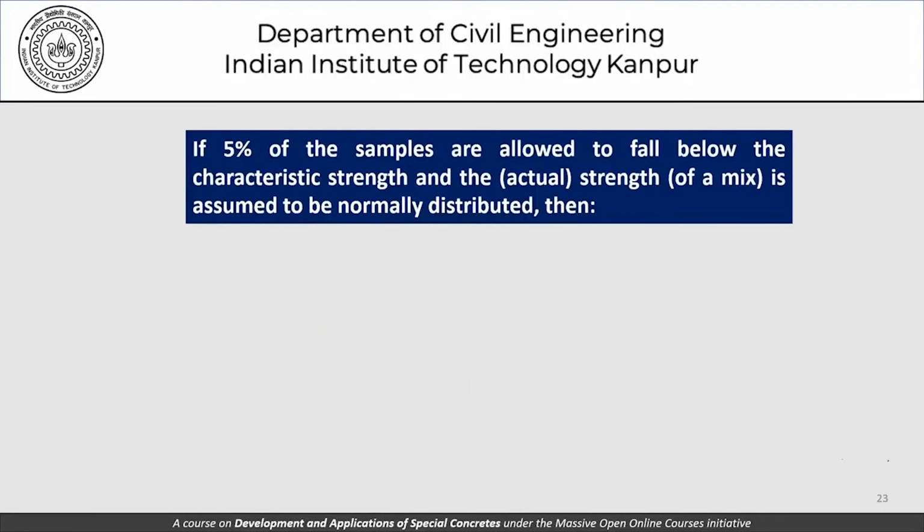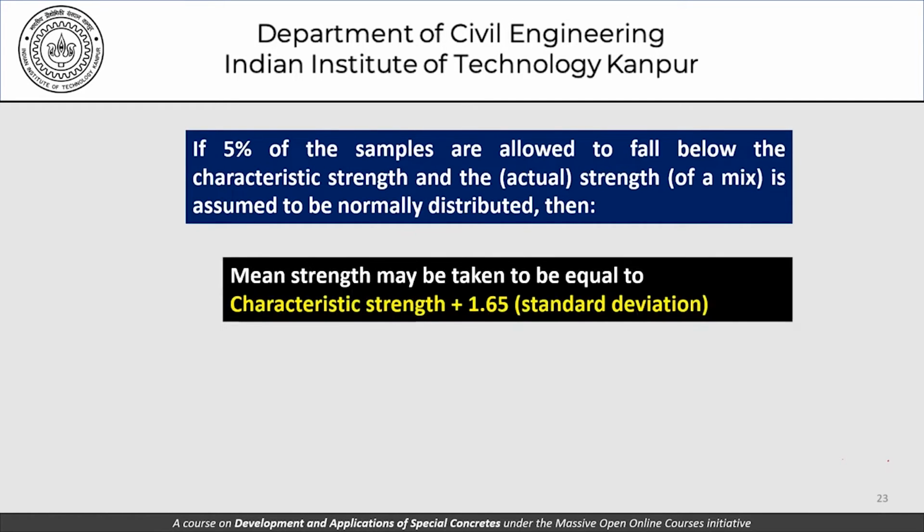Now, if 5% of the samples are allowed to fall below the characteristic strength and the actual strength of a mix is assumed to be normally distributed, then the mean strength can be taken to be characteristic strength plus 1.65 times the standard deviation. This comes from the fact that we are taking 5% of samples falling below the characteristic strength. So this 1.65 comes from this 5%. You can look up the statistical tables and find out how it is 1.65 and how this will change if this 5% was changed to some other number.